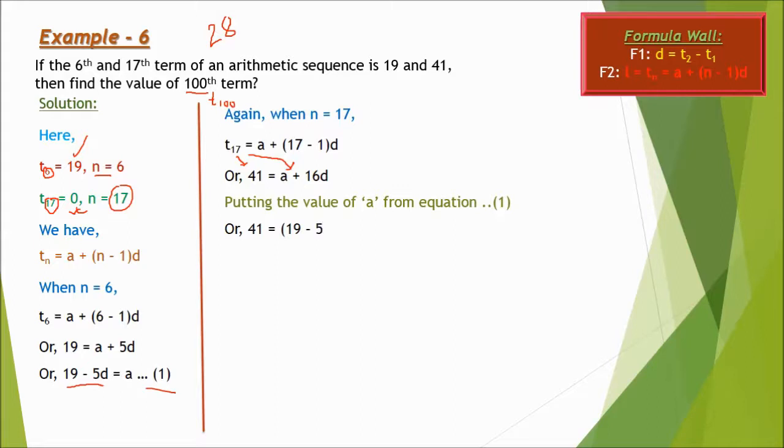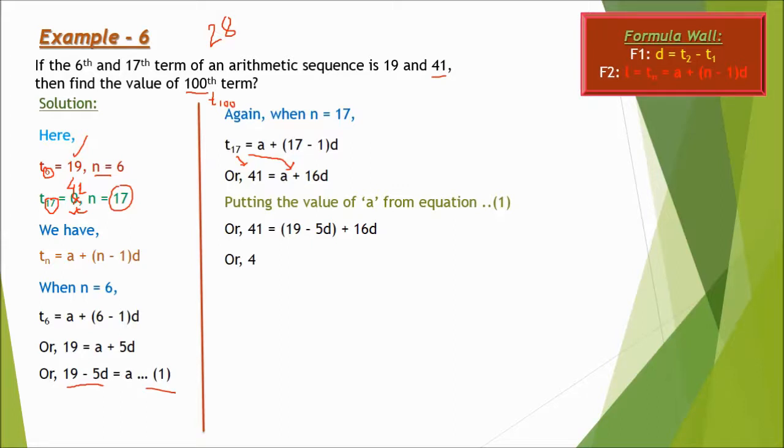Oh, there is a mistake. T17 is 41, isn't it? We have to write 41 right here. It's not 0, it's 41. Okay. Now, our solution is correct, but here it was a mistake. And now we have corrected it.